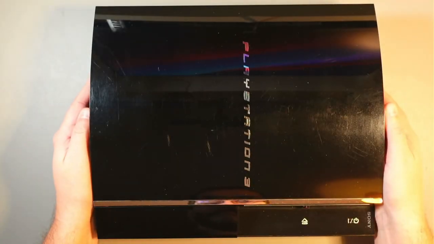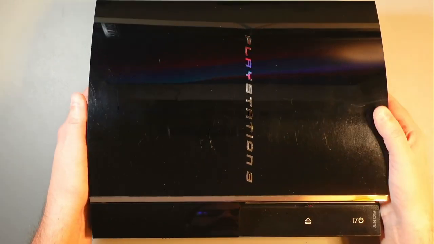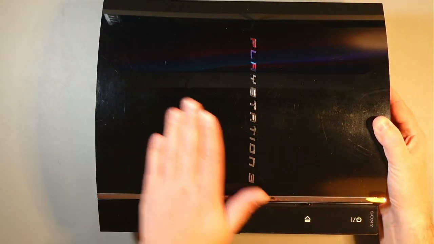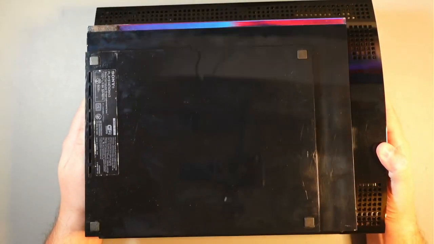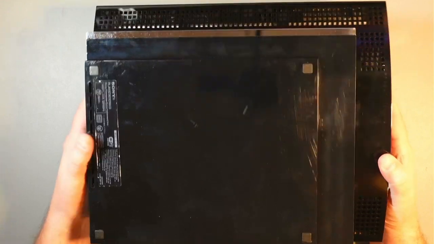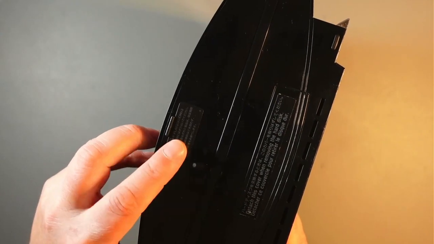So here it is in its full glory. It's in pretty good condition, I'd say. There are a few scratches here and there, but it's not bad at all. The back is pretty good as well. It has not been opened as far as I can tell, so the seal is still here.